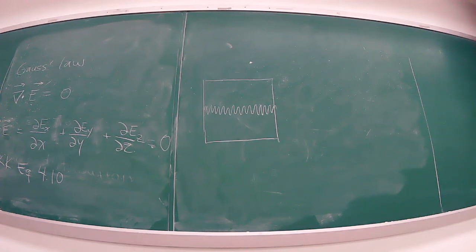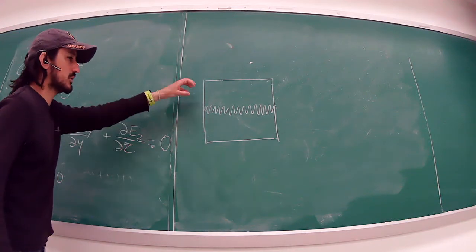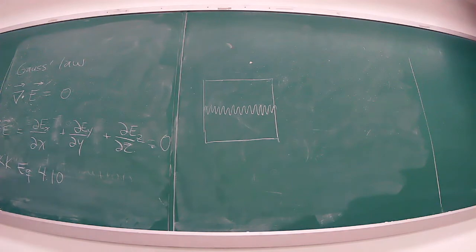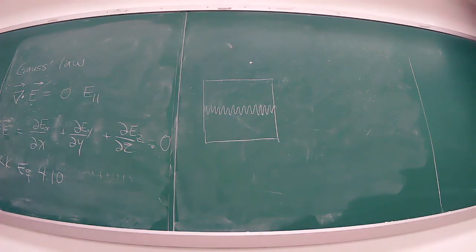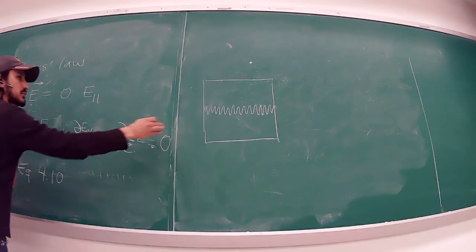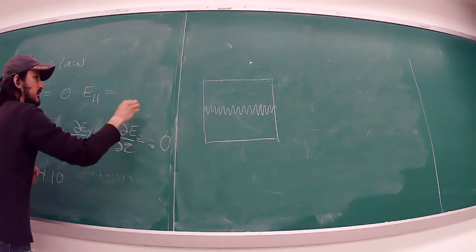So we have a boundary condition. We are told that the walls are conductive. If the walls are conductive, that means that the charges are free to move. And if there is an electric field, any electric field, the charges are gonna feel a force and move until the net force on them is zero. And when that happens, the electric field is gonna be zero. So the electric field in the direction parallel to the plane, the six planes, is zero.